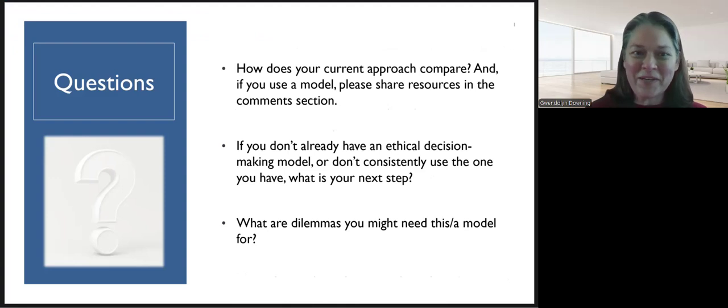And so now we're at our questions, and there are 3 questions. 1, how does your current approach compare? And if you do use a model, again, please share that in the video comment section. We all can share resources with each other. Then question 2, if you don't already have an ethical decision-making model, or you don't consistently use the one you have, what is your next step? And then 3, what are dilemmas you might need this or a different model for?